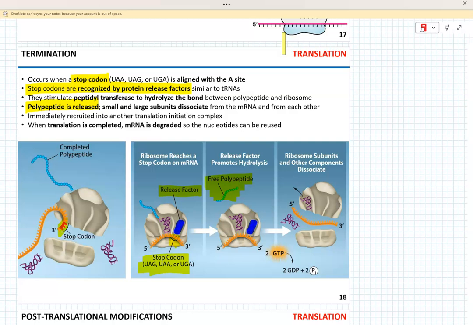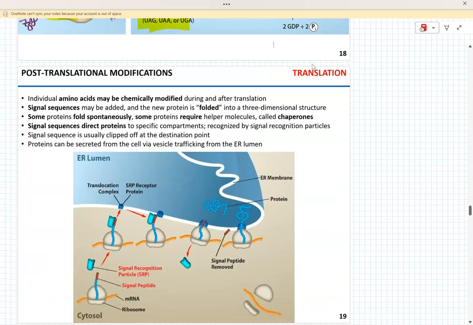After that, the small and large subunits of the ribosome dissociate. They separate from each other, and they separate from mRNA. These subunits usually form another translation initiation complex almost immediately, and at the end of translation, mRNA is degraded. That allows regulating the amount of protein in a very precise manner. Nucleotides from that degradation can be further reused in RNA synthesis in the future.